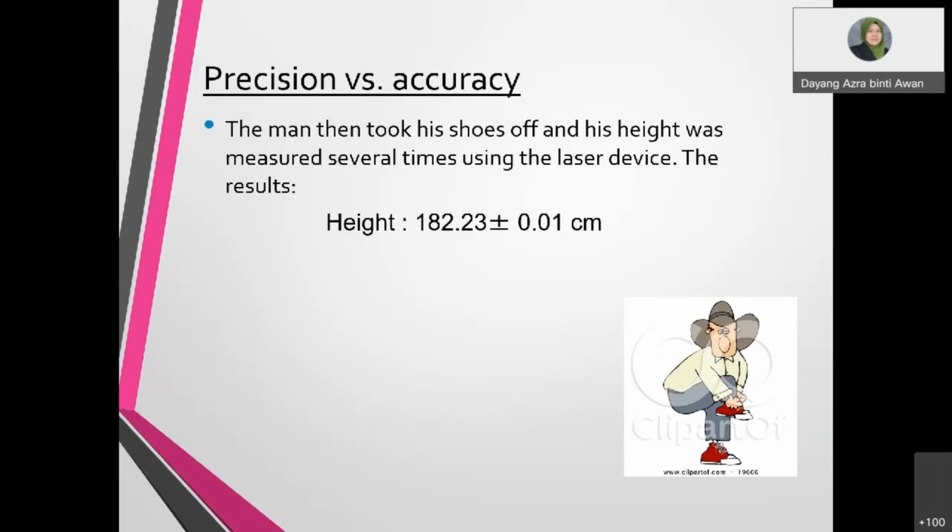So then the man took his shoe off and his height was measured several times using the laser device. By using the laser device, you get the value of 182.23 plus minus 0.01 centimeter. So then your result will be precise and also accurate. Accurate is related to the true value. Precise is related to the decimal places of your final result. So this is the difference between precise and accurate.